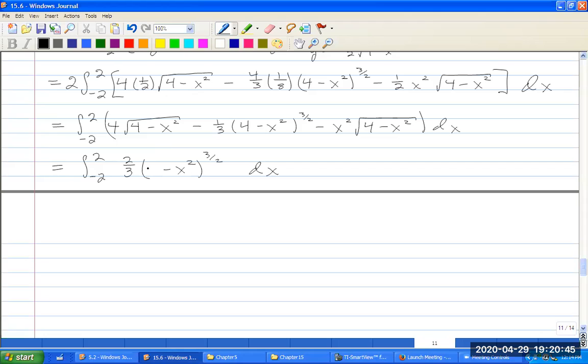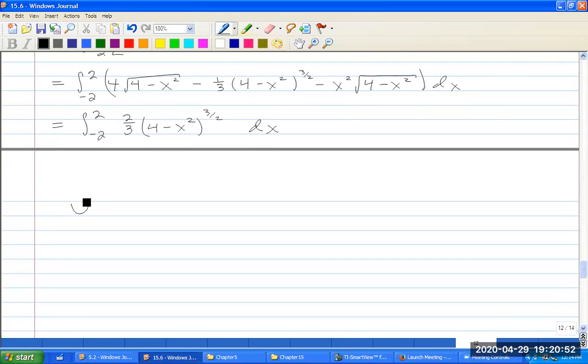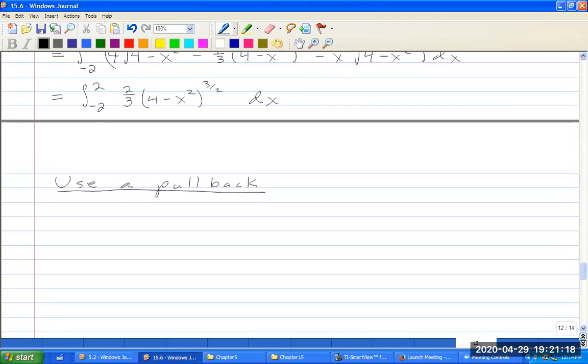Again, there are several different techniques I could use, but I will use the pullback method. So use a pullback. I'm going to be using this terminology because it is useful when I unify these concepts in the next week or two, and so I'm going to use a pullback. In this case, we call it a trigonometric substitution. Okay.